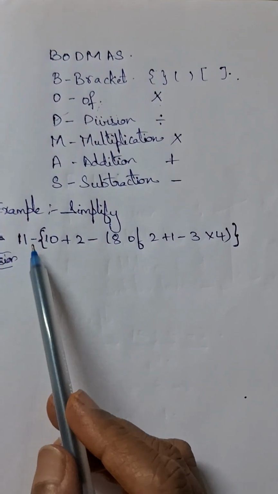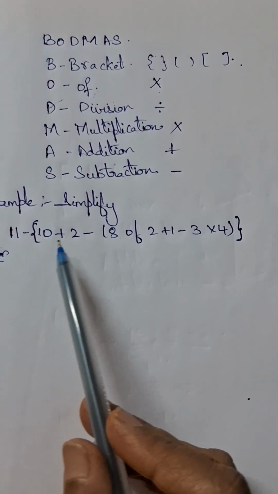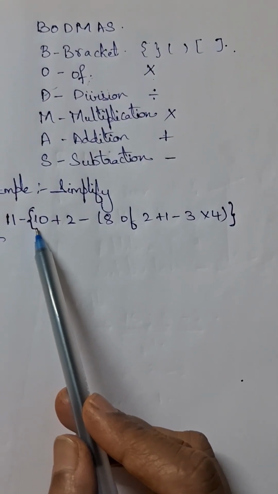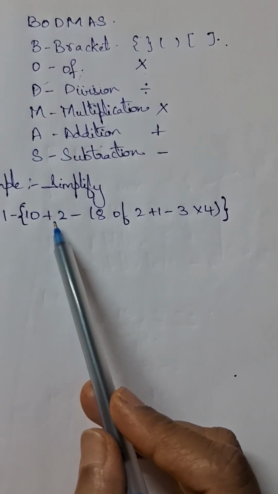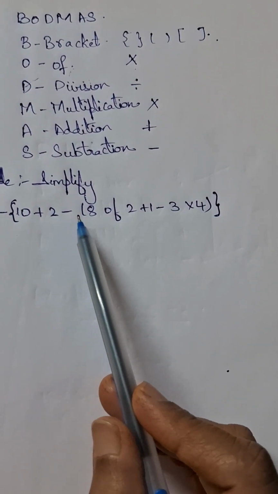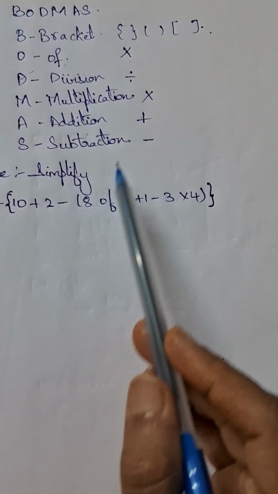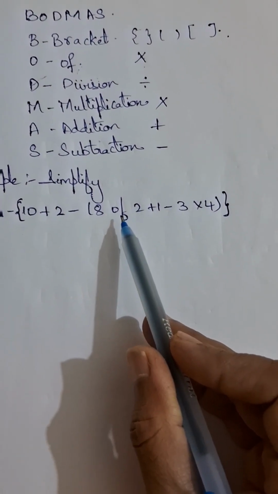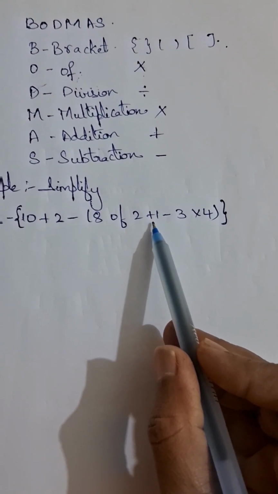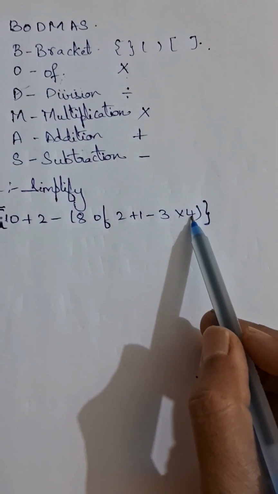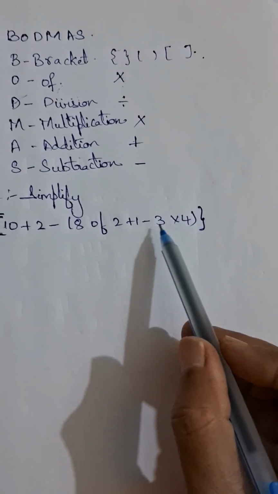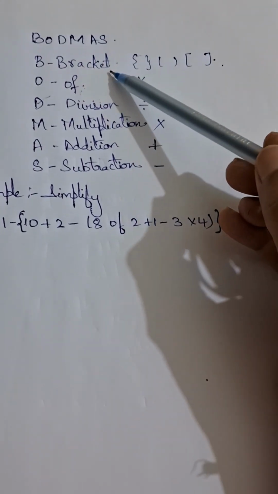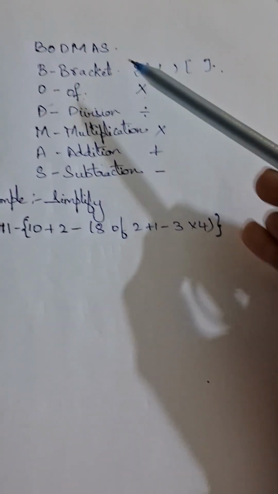Now first, in the given question, check what all operations are present. First you have subtraction, you have flower brackets also, plus symbol, minus, again you have parenthesis, which is again a type of bracket. Next you have off, next plus, again subtraction, next you have multiplication. So first, according to BODMAS, we have to solve the bracket terms.